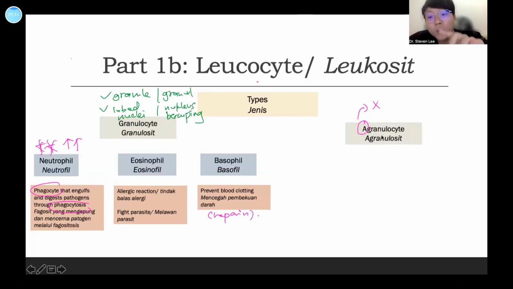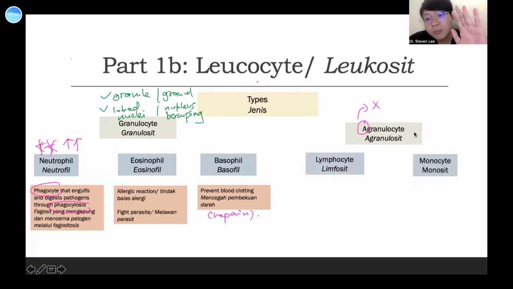So under here we got 2. Whatever agranulocyte, dia end with the word cyte. So kita ada lymphocyte dengan monocyte. Okay? So the most smartest white blood cell in the body is the lymphocyte. Lymphocyte ni dia yang paling smart. Okay? But they are not the most in the blood. Okay? The most in the blood is neutrophil.